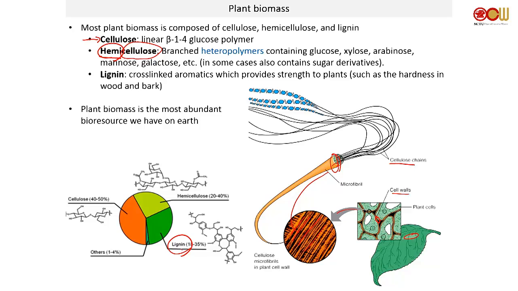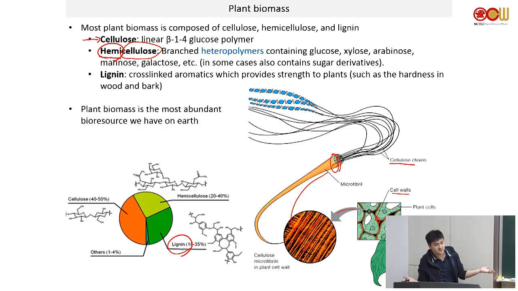Lignin is cross-linked aromatic compounds that are super hard to degrade. Cellulose is not too difficult to degrade. There are a lot of enzymes called cellulases that can degrade cellulose and make that into glucose. Lignin, on the other hand, is usually harder to degrade. Why? Because these things are aromatics. Okay, aromatics are pretty stable. So as a result, the degradation of lignin is usually slower.